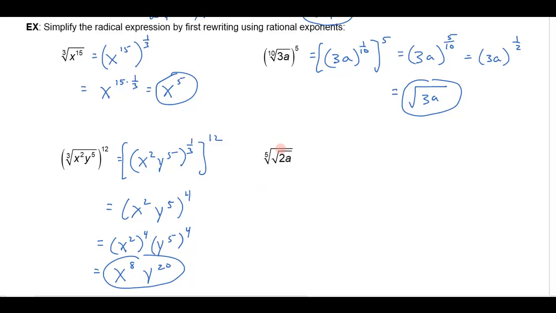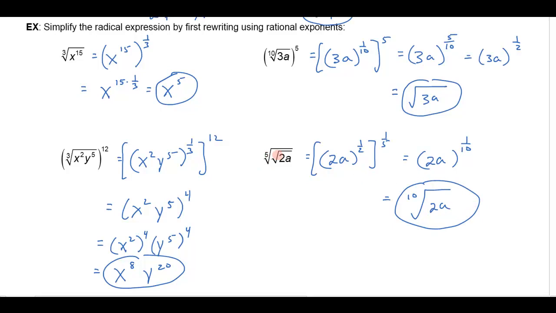And one last one here. How about the 5th root of the square root of 2a? Roots inside roots. Well, let's just start with the middle. This is 2a to the 1/2, and all of that is raised to the 1/5. The 5th root is the 1/5 power, the square root is the 1/2 power. So use your rules of exponents. We'll multiply those. That's 2a to the 1/10, and so that's just the 10th root of 2a.